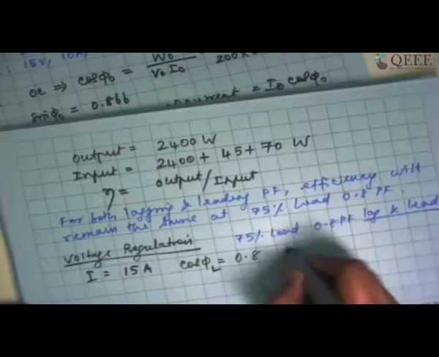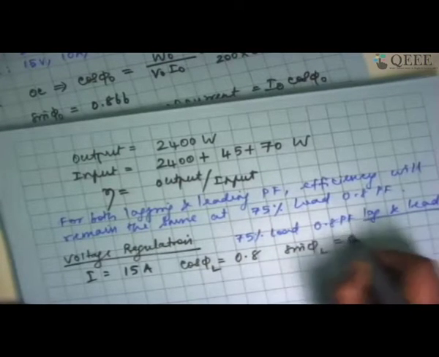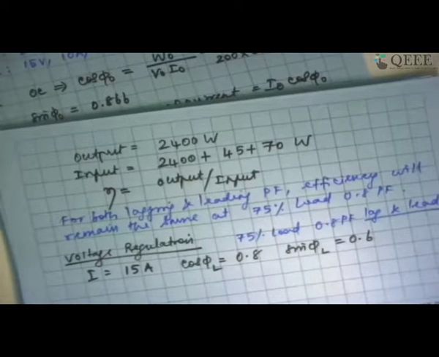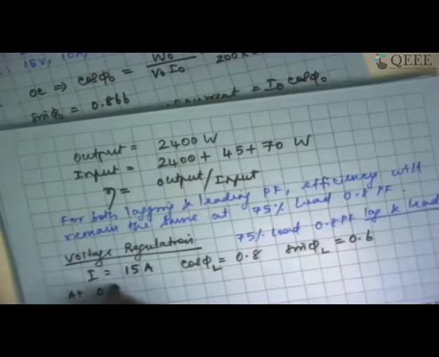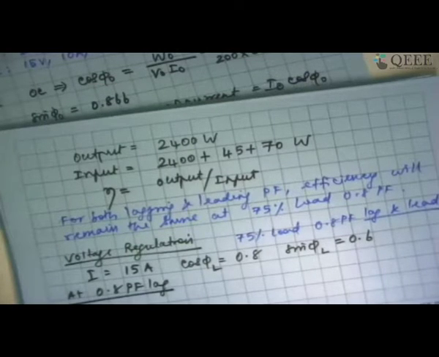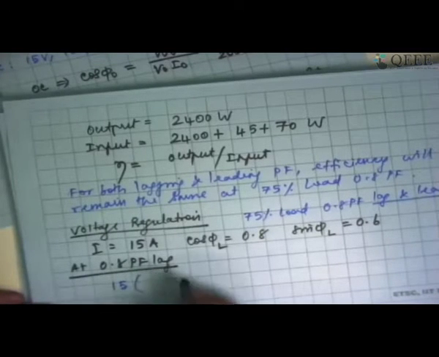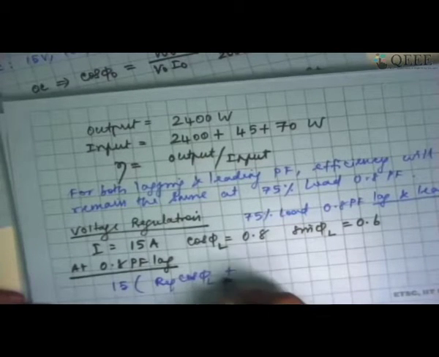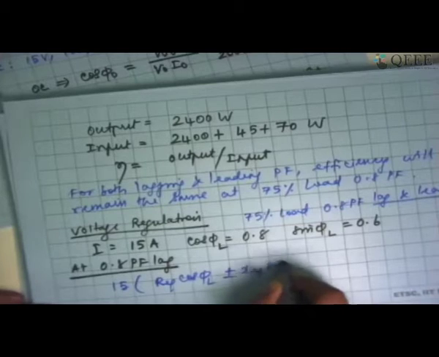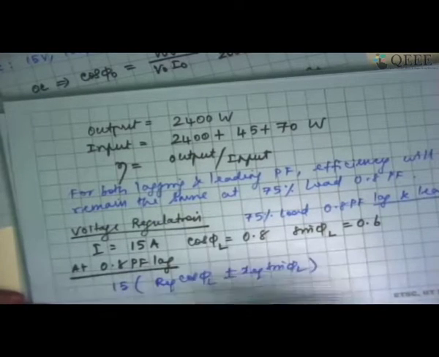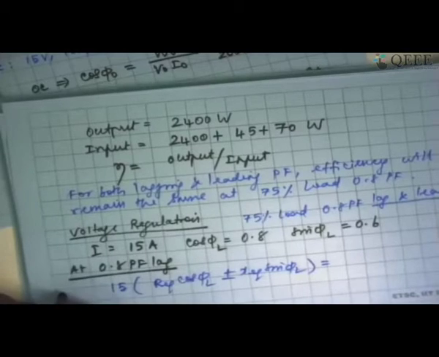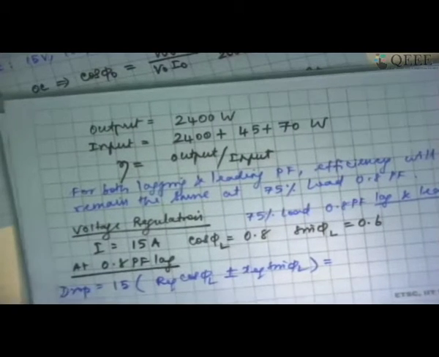So sin phi of the load will be 0.6, right? So let us try to calculate at 0.8 power factor lag. So that is going to be 15 multiplied by R equivalent plus or minus X equivalent sin phi L. That's what I am writing as the voltage drop. So let us say this is the drop in the voltage.